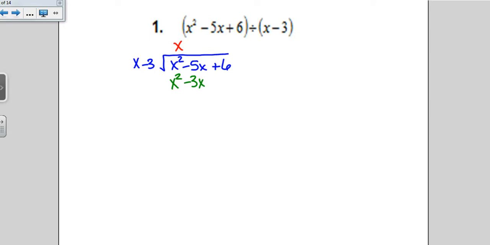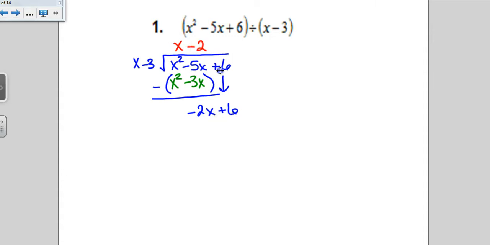Well, then remember our next step is to subtract. So I'm going to put parentheses around that and a subtraction sign outside of it. When I take x squared minus x squared, those end up canceling. And then negative 5x minus a negative 3x is really negative 5x plus 3x, which is a negative 2x. We're going to go ahead and bring down the plus 6, and now we're going to start the process all over again. So I think about how many times x will divide into negative 2x, or in other words, what's negative 2x divided by x? And that answer is a minus 2.